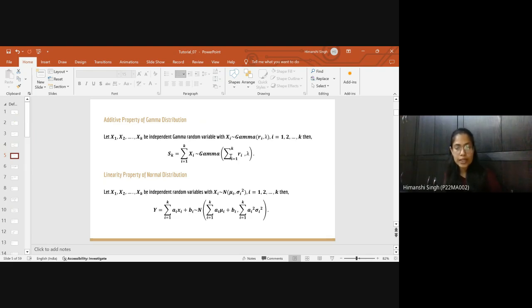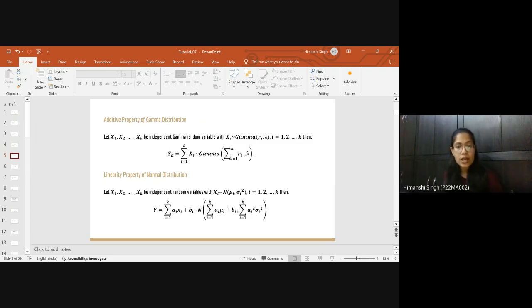So this is basically the additive property of the gamma distribution. Now, apart from this, one of the important distributions was the normal distribution. So if the xi's are independent random variables and each xi is normal, here for each xi we are varying both the parameters, that is, xi follows normal with mu i and sigma i squared, for each i going from 1 to k.